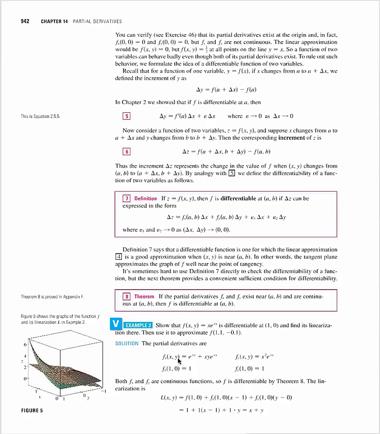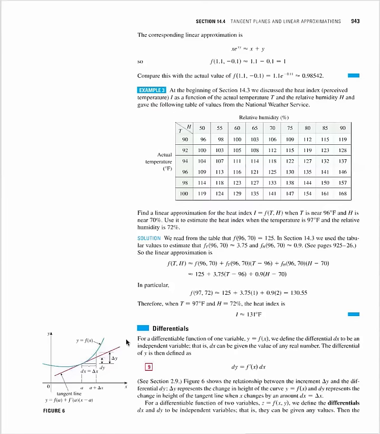Example 2 is a good example. You show that a function is differentiable at a point and use the differentiability to approximate it near that point. I like example 2. And example 3 goes back to that motivating example of the heat index from the last section and does a linear approximation using this example. We will also talk about differentials in class, and differentials are basically a different language for a tangent plane.